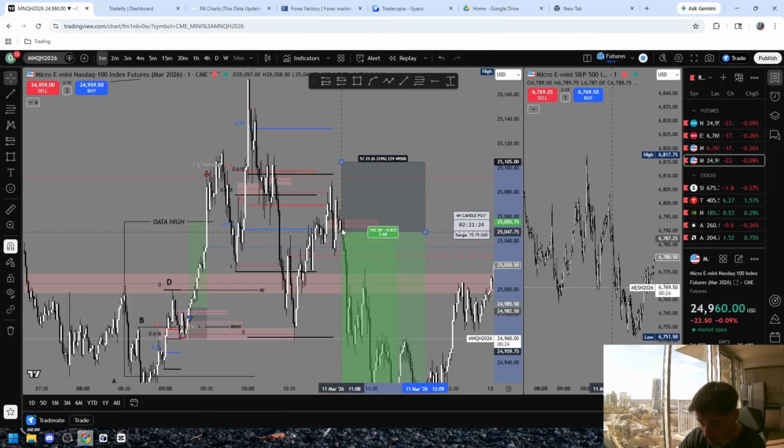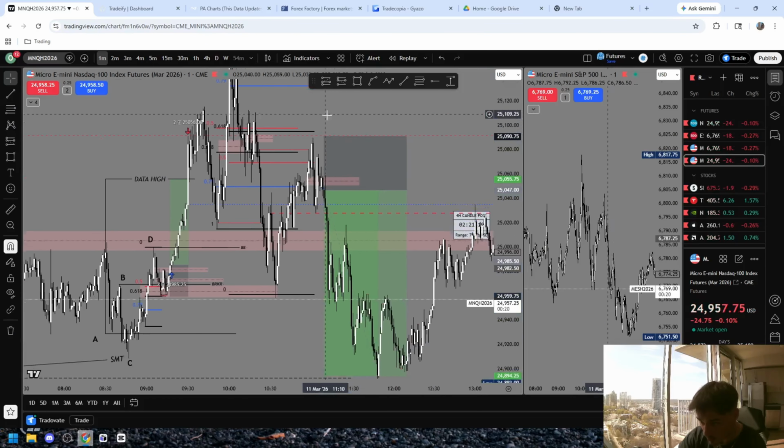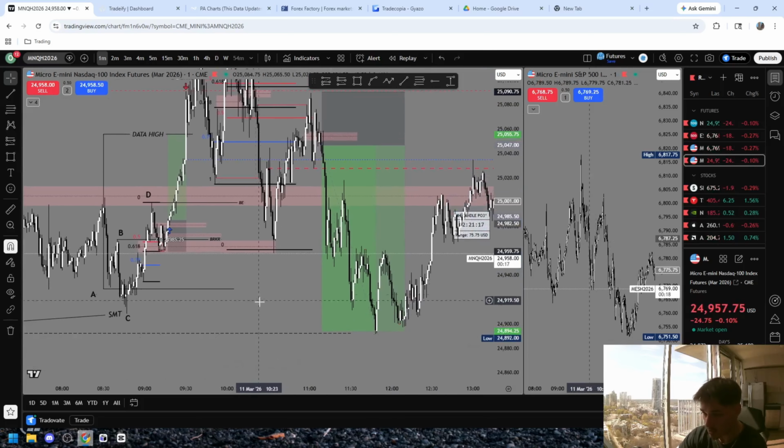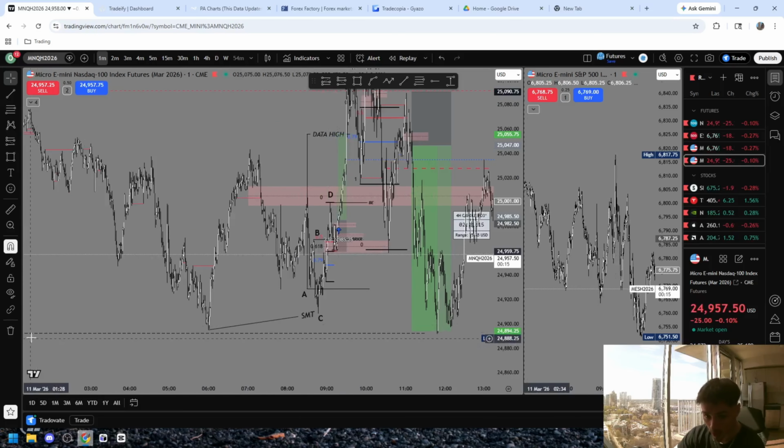Even you could have got in after the second inversion, like right here, what stops at these highs here, super A+. A lot of nice trades today, and price action was overall just very good today.